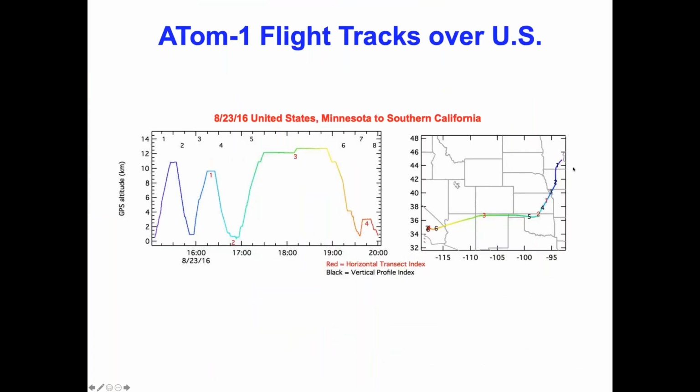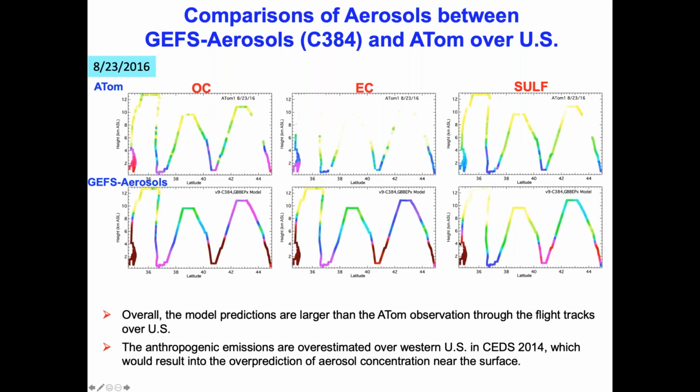Other than the comparison over the Atlantic area, we also do more comparison, for instance, over the continent, the United States here. This is the flight tracks of ATom in the United States from Minnesota to Southern California in late August 2016. And here is the comparison of the OC, EC, and sulfate along the flight tracks. Overall, the model predictions are larger than the ATom observations throughout the flight tracks, like you see here. And there's some strong overestimate near the surface in California.